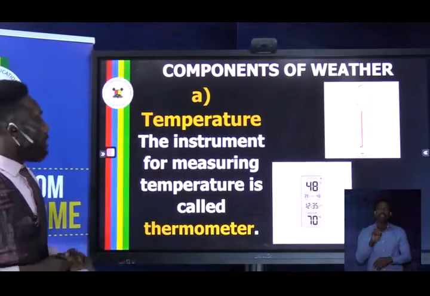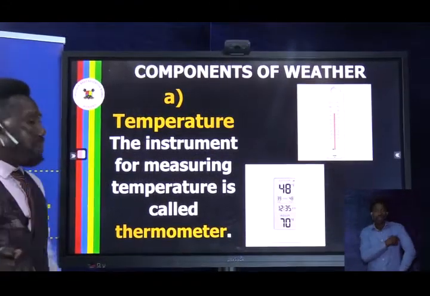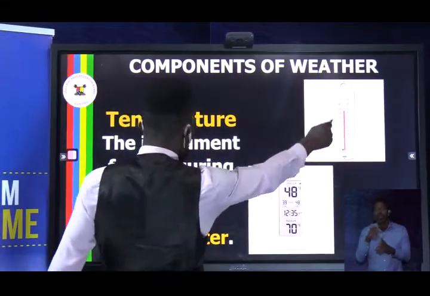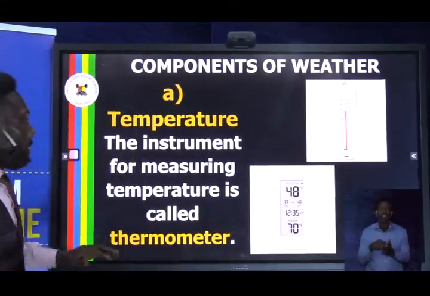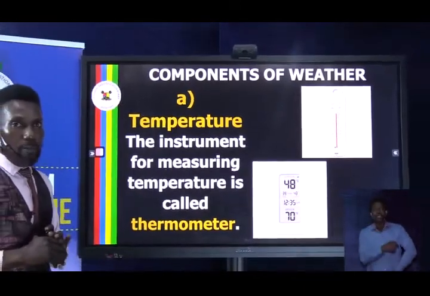The instrument for measuring temperature is called thermometer. I believe we all know that. Thermometer is the instrument used for measuring temperature. It measures how hot or how cold a place or object is. What instrument do we use for measuring temperature?